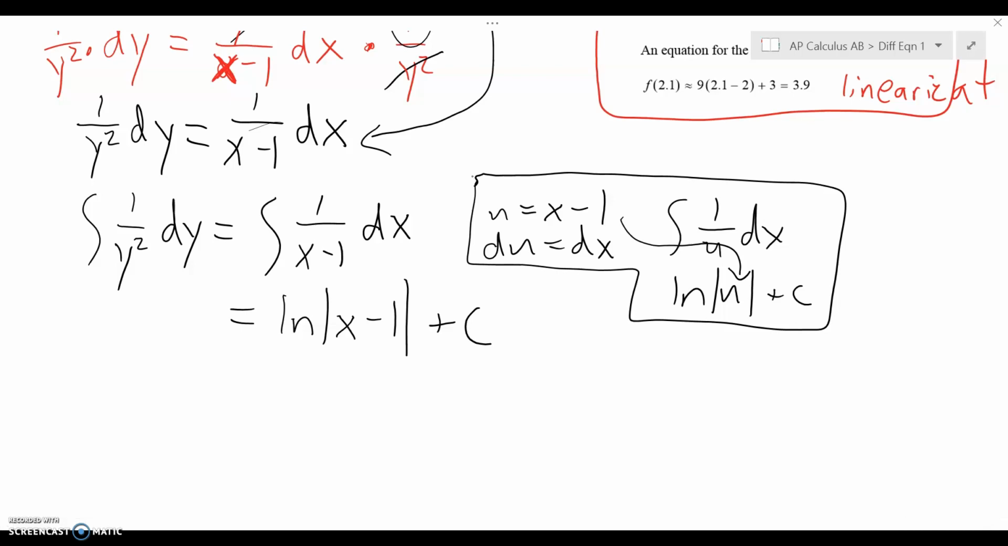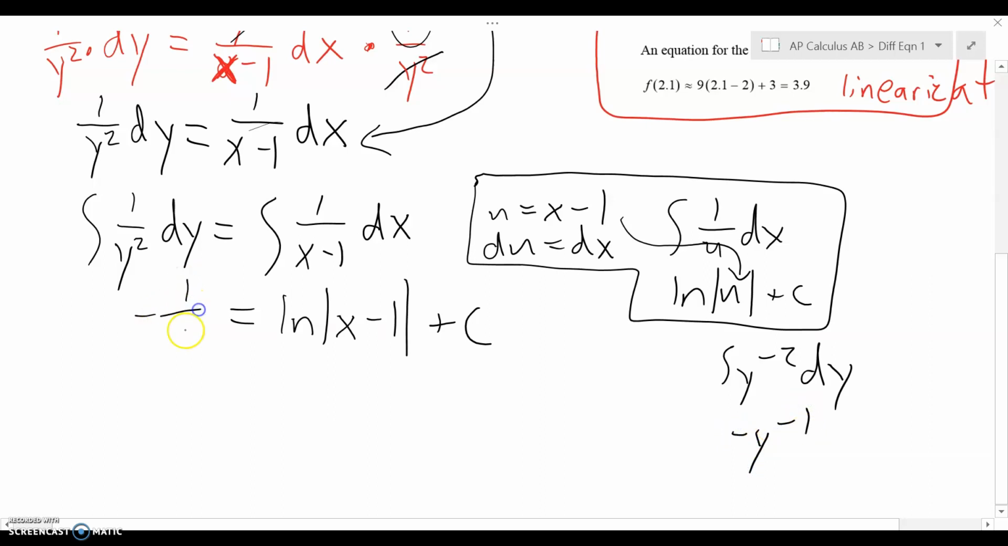On the other side, we have the integral of, and I'll kind of put it over here, the integral of y to the -2. And that helps me to see it. So I'm going to add a power and divide by that power. So it becomes y to the -1 divided by -1, or negative y to the -1. So I'm going to write that as -1 over y. And we've now integrated both sides.